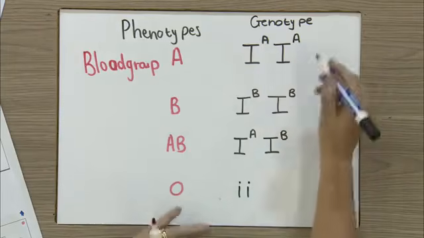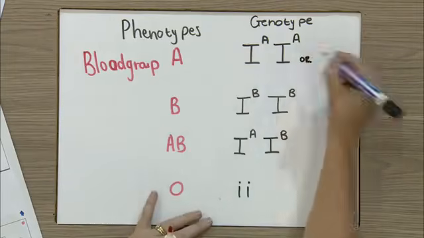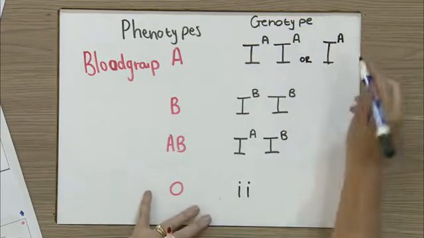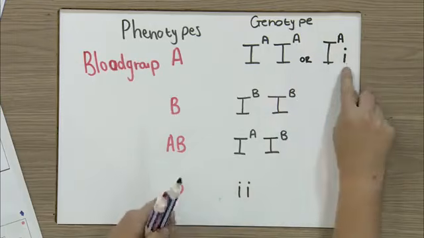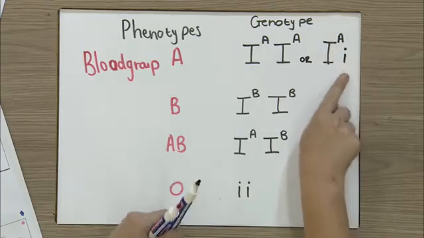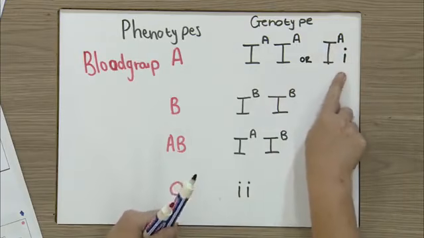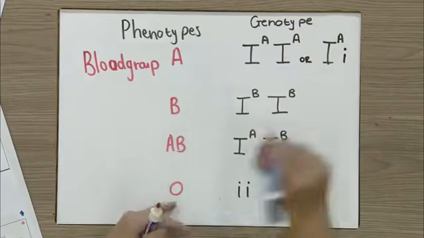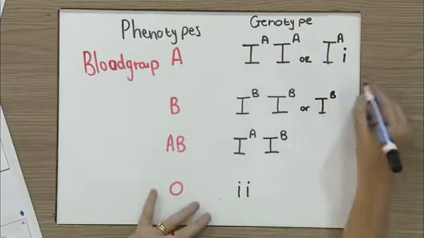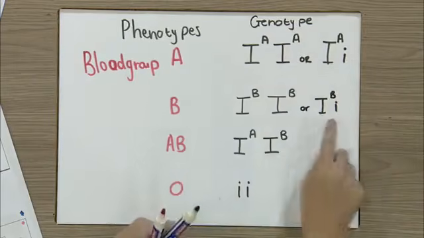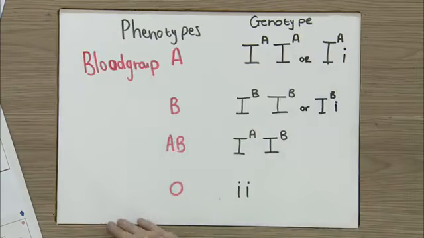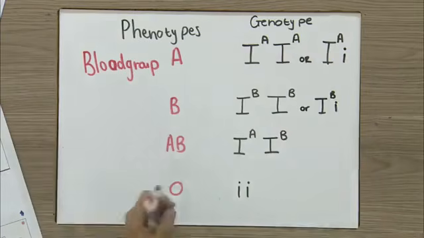So that means if you're blood group A, you could have one A allele, which is dominant, and you could also inherit the O allele, which is recessive. So this would be a heterozygous condition for blood group A. If you're blood group B, then you could also have inherited the dominant allele for B, as well as that recessive i.